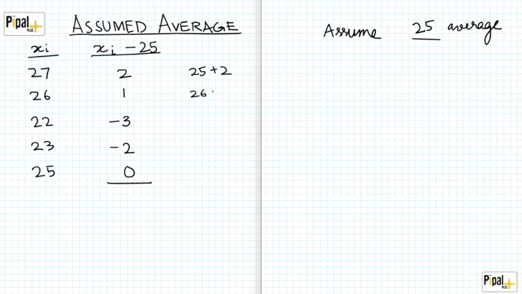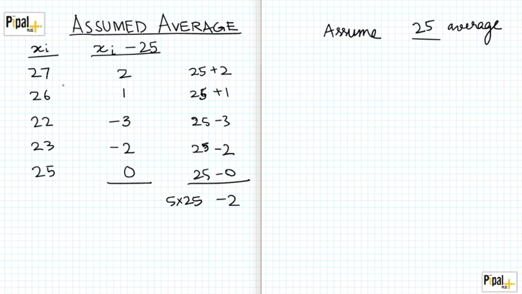26 is represented as 25 plus 1. 22 is represented as 25 minus 3. 23 is 25 minus 2, and 25 is 25 plus 0. So when I add these up, my sum total is going to be 25 times 5 plus the sum of all of these deviations. The sum of these is 2 and 1 is 3, negative 3 makes it 0, minus 2.